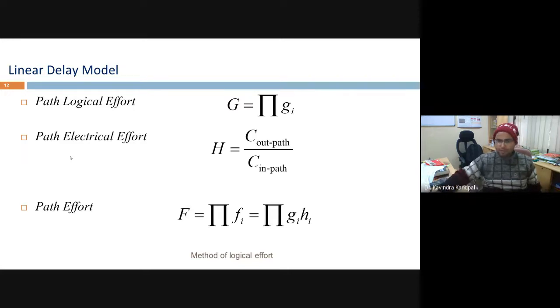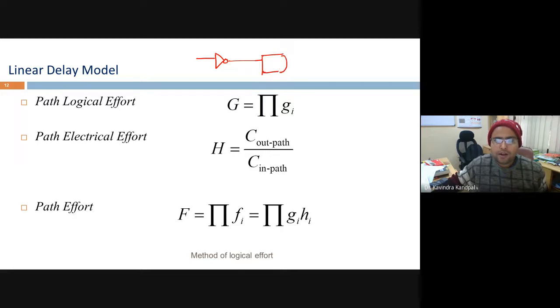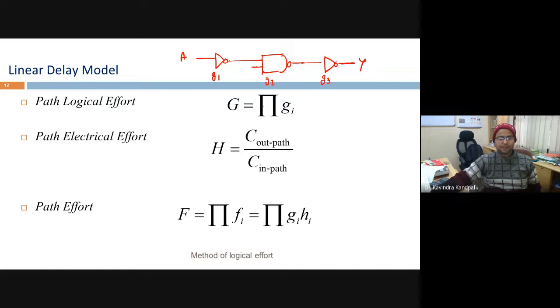Here, suppose your critical path happens to be like this: one inverter, then a 2-input NAND, then another inverter, and the critical path input is A. From A to output Y is your critical path. Now, what will be the path logical effort? If G1, G2 and G3 are the logical efforts of the three gates, the path logical effort is G1 times G2 times G3.